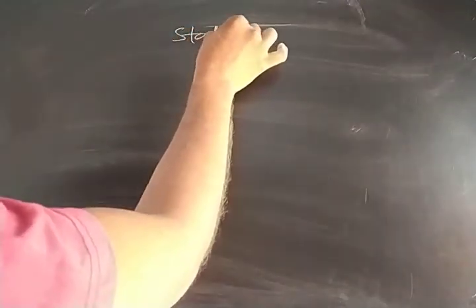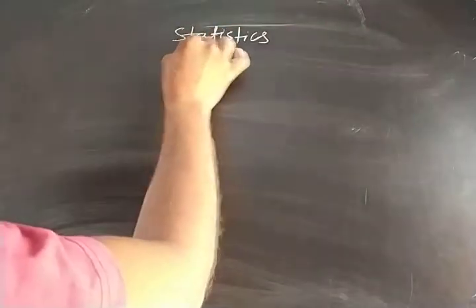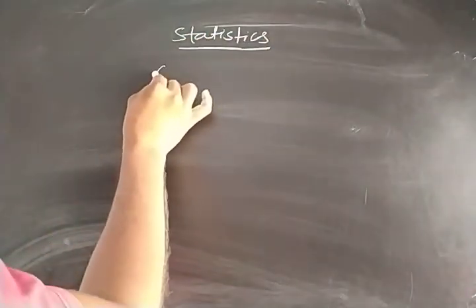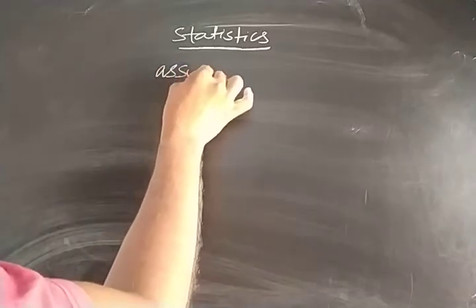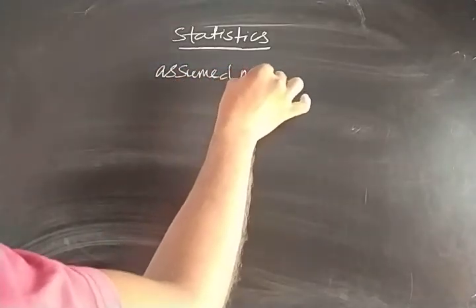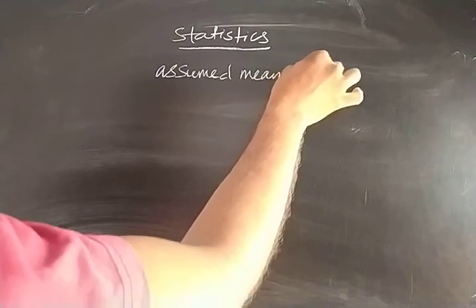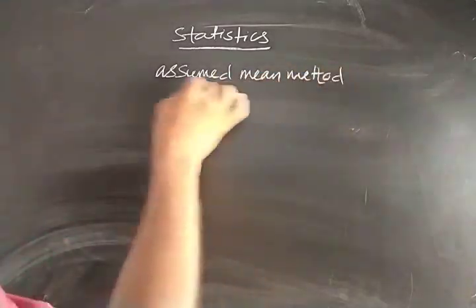Today we are going to learn the assumed mean method. It is the second method to find the mean, and that is called the assumed mean method.